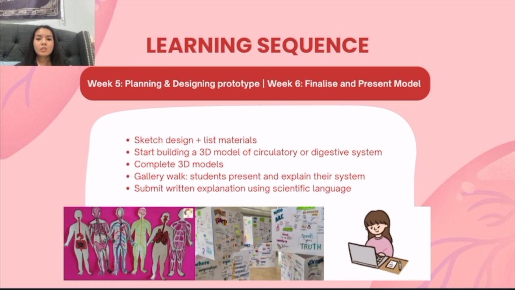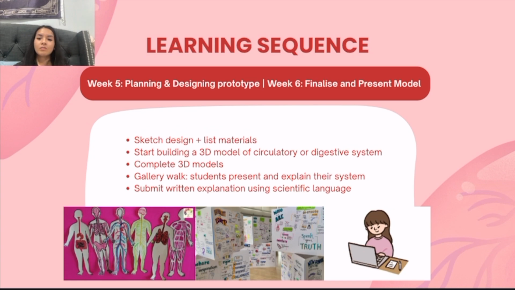In week 5, students will move into the design phase where they'll be working individually to build a 3D model of either the circulatory or digestive system. They'll plan the model by sketching designs, listing required materials from home or school, and identifying which organs they will represent. They must ensure the model is interactive by including labels and showing key functions. In this week, students will focus on designing and beginning to build by using craft materials, recycled objects, and their creativity. During this, the teacher will provide guidance to ensure students are using the correct scientific language and are making meaningful links to the system functions.